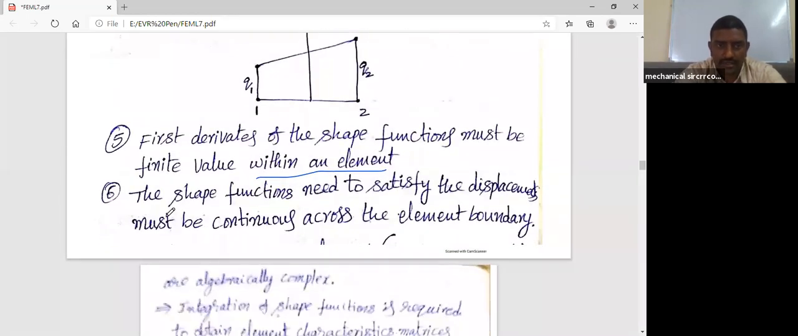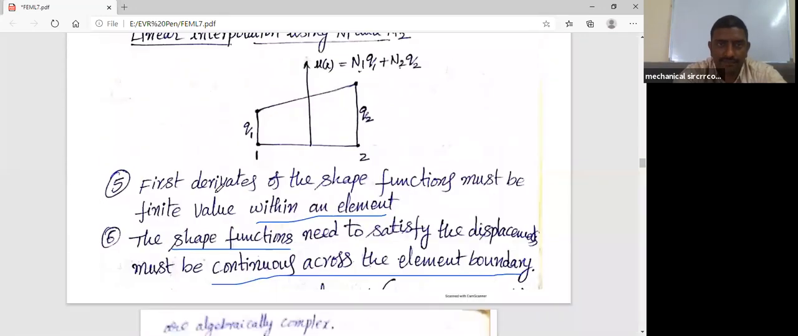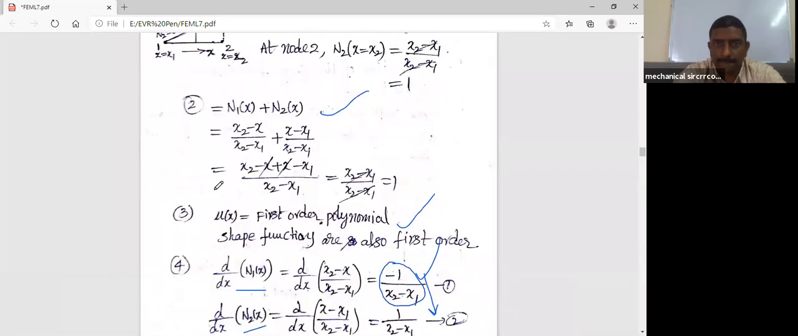And the sixth property: the shape functions need to satisfy the displacements, so they must be continuous across the element boundary, from element to element. So the shape functions should be continuous functions. These are the six properties of shape functions.